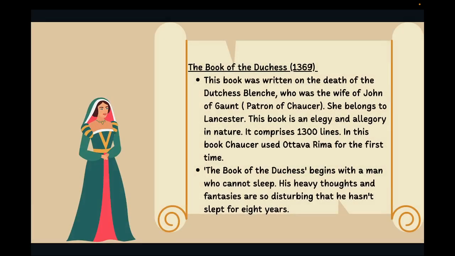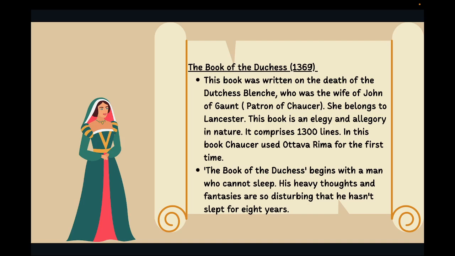Now, the Book of the Duchess, probably the most important work of Chaucer, was written in 1369. This book was written on the death of the Duchess Blanche. I think it's Blanche, not Blanche, that's a little typo. She was the wife of John of Gaunt, who was the patron of Chaucer. She belonged to Lancaster, and this book is an elegy.